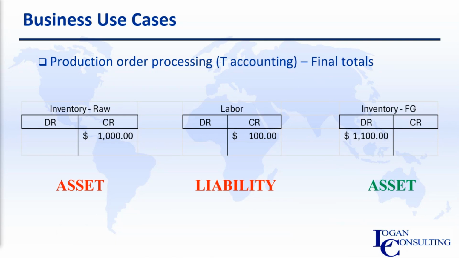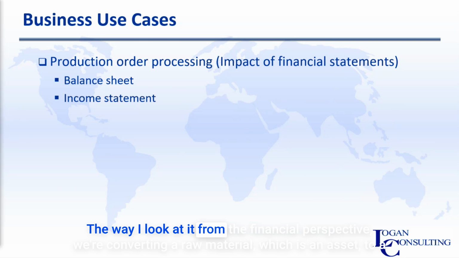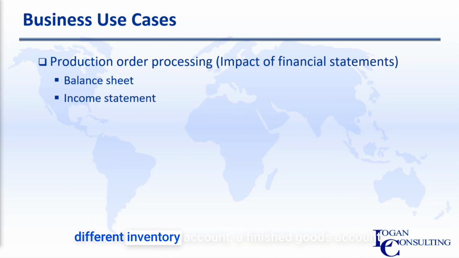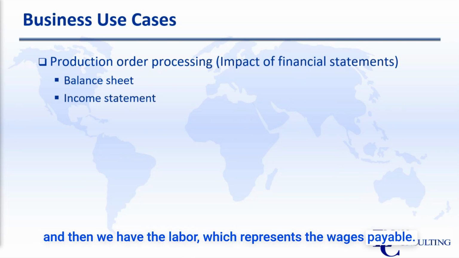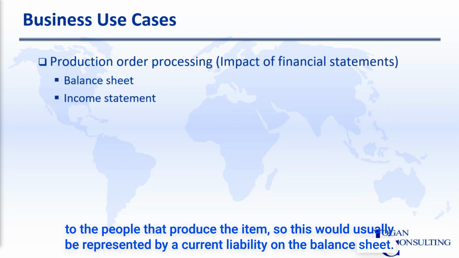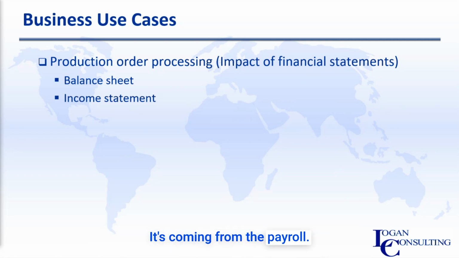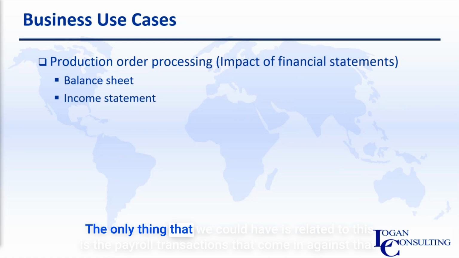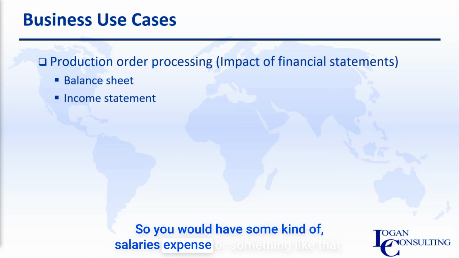Okay. Our impacted financial statements, really what we're doing, the way I look at it from the financial perspective, we're converting a raw material, which is an asset, to a different inventory account, a finished goods account, which is also another asset. And then we have the labor, which represents the wages payable to the people that produce the item. So this would usually be represented by a current liability on the balance sheet. Again, like I was talking about with Kate, usually what you would do is debit this from the payroll. This would come in from the payroll. And in this instance, we also do not have any income statement transactions related. The only thing that we could have related to this is the payroll transactions that come in against that. So you would have some kind of salaries expense or something like that.